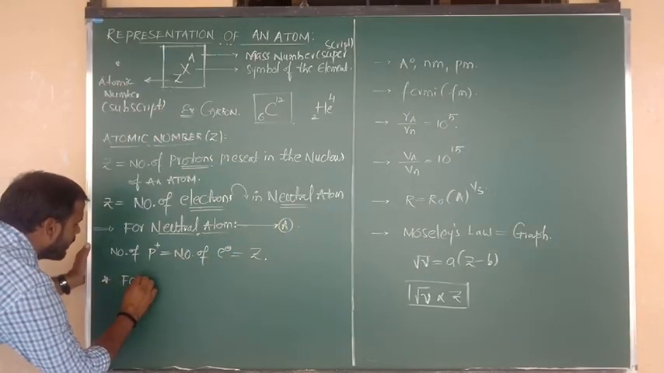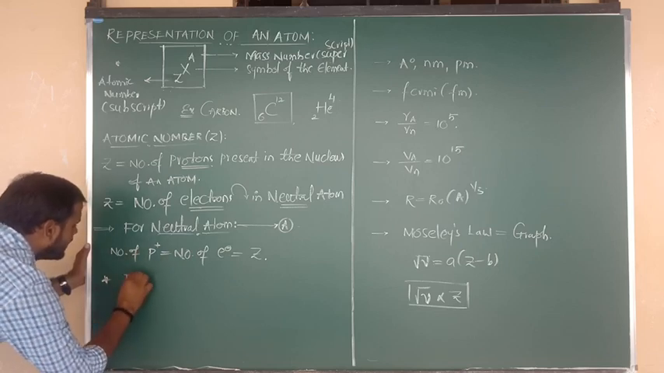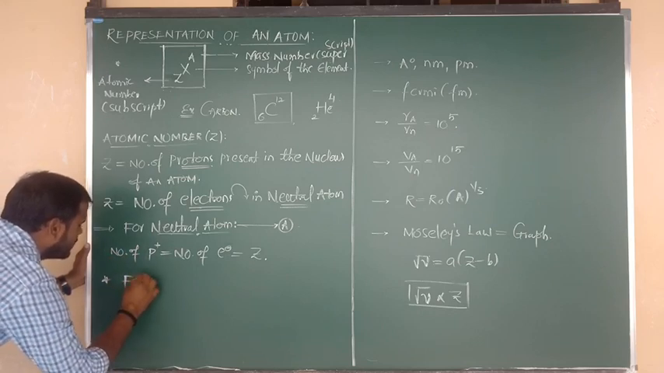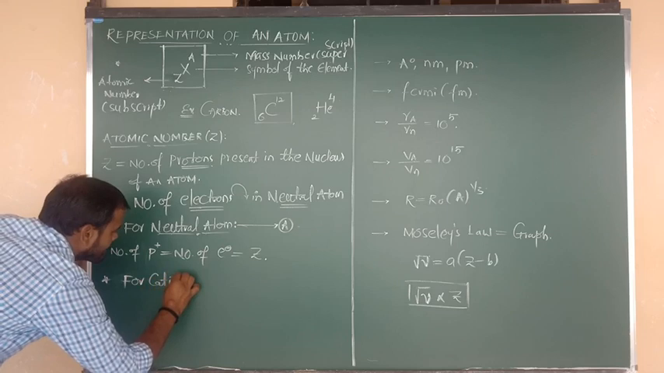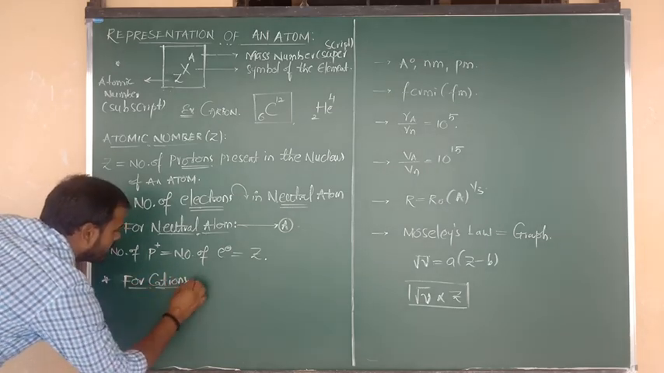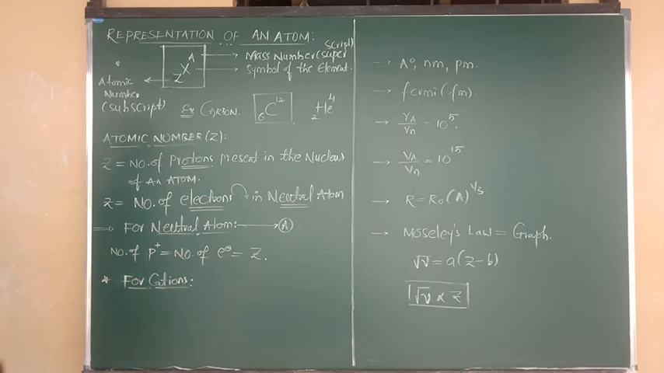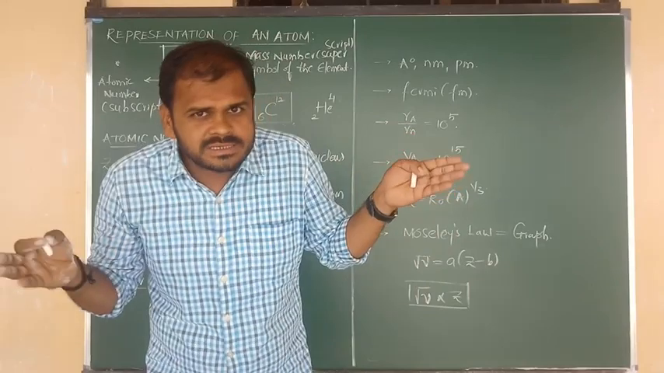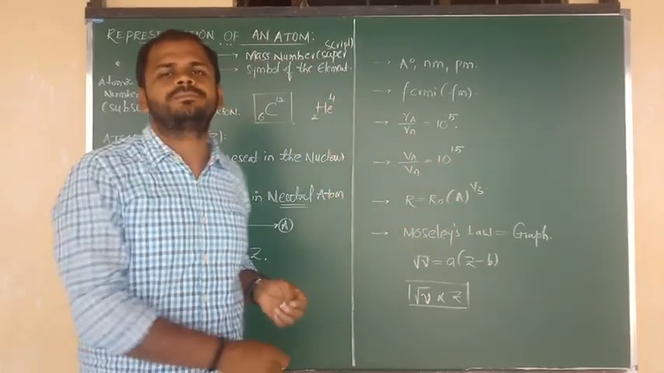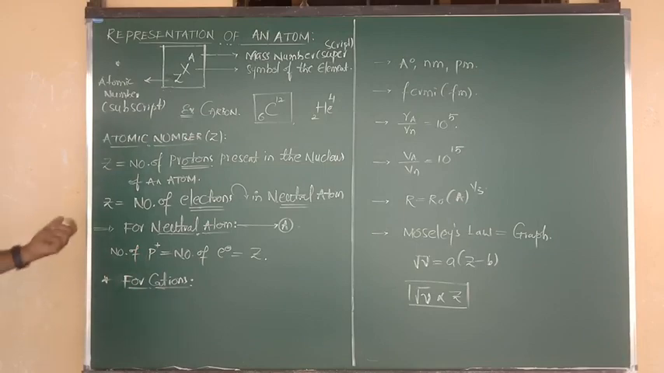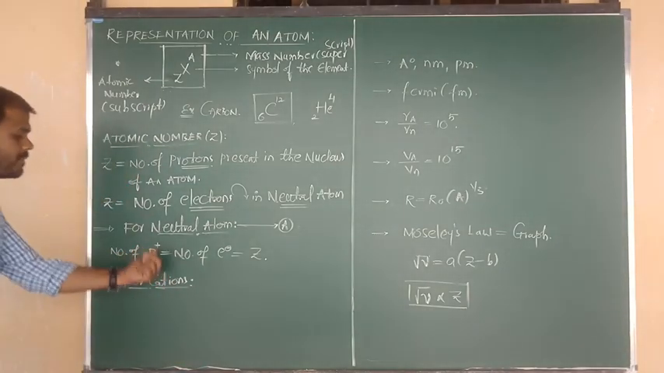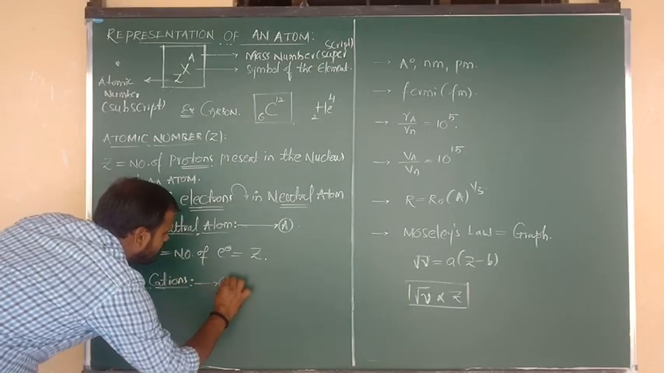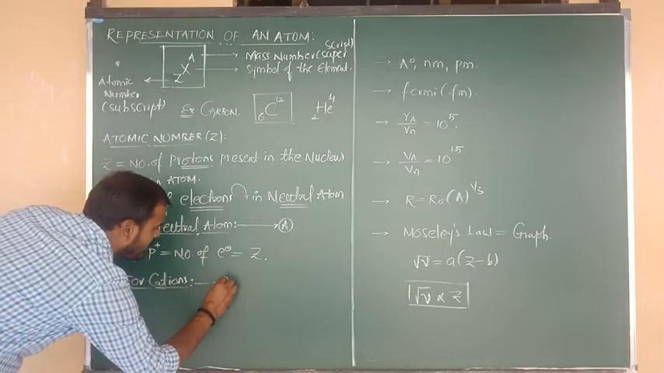Let me go to case number two, for cations. In the case of cations, what about the number of protons and electrons? What is meant by cation? You can consider examples: Na plus 1, Mg plus 2, Al plus 3, Si plus 4, as you wish. So in the case of cations, this is case number two.